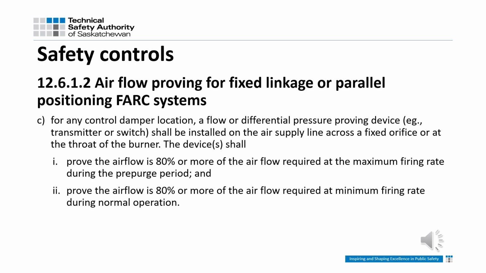C. For any control damper location, a flow or differential proving device shall be installed on the air supply line across a fixed orifice or at the burner throat. This device needs to prove 80% or more of airflow during pre-purge, and 80% airflow required at minimum firing rate during normal operation.